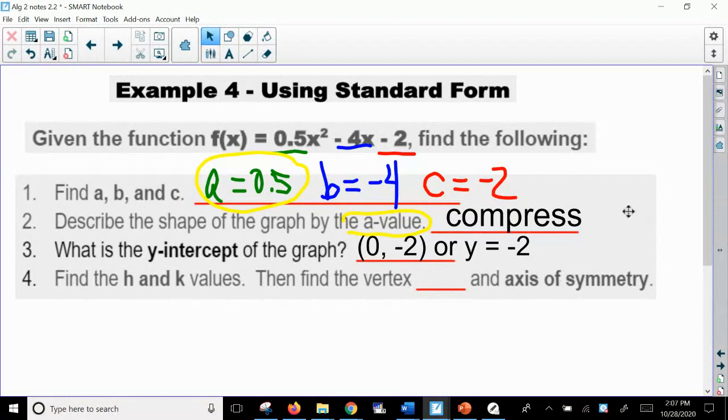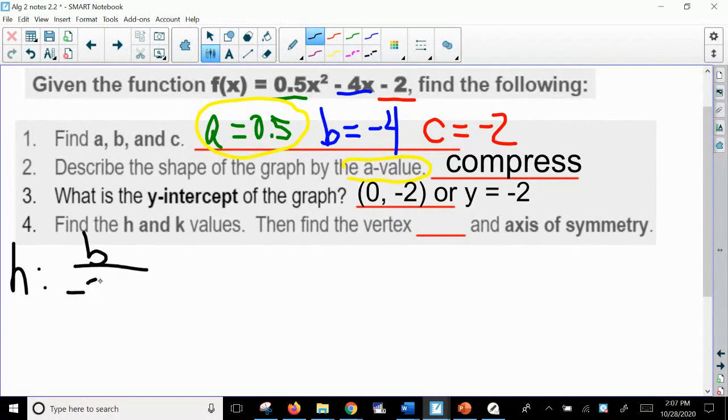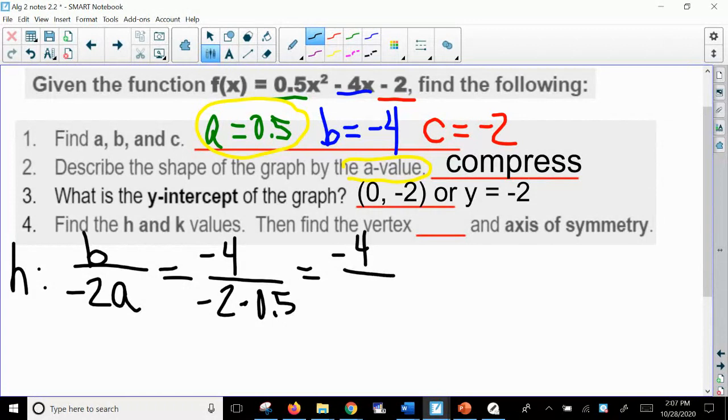Find the H and K. So we got to do the math. Don't forget H is always B over negative 2 times A. B is negative 4. Negative 2 times A. A is 0.5. So negative 4 over negative 2 times 0.5 is negative 1. And negative 4 over negative 1 is 4. So far we know that H is 4.